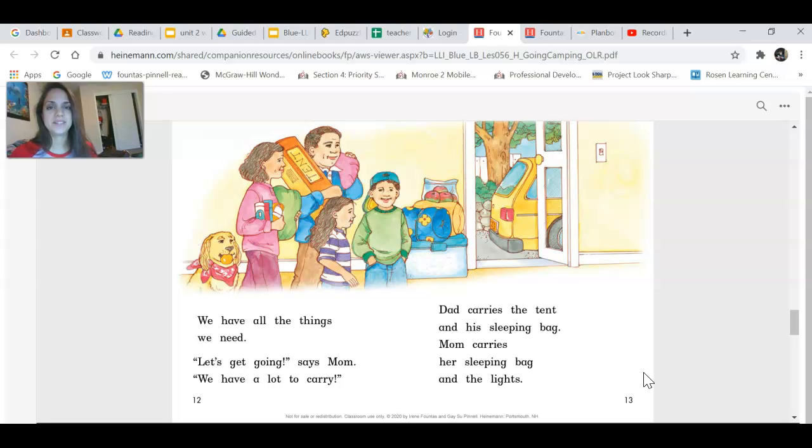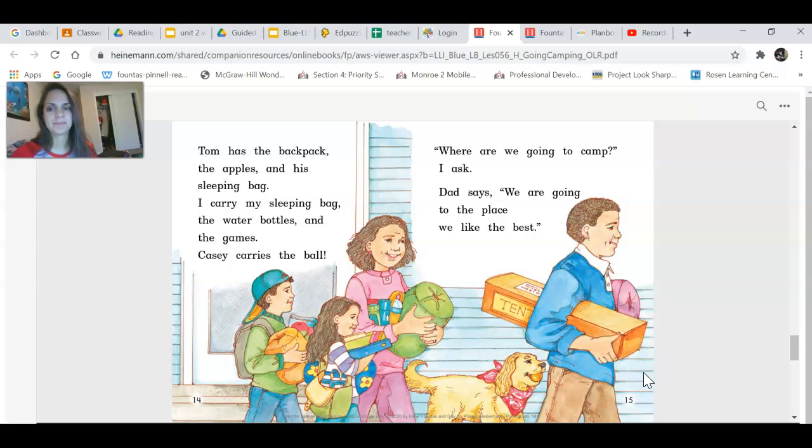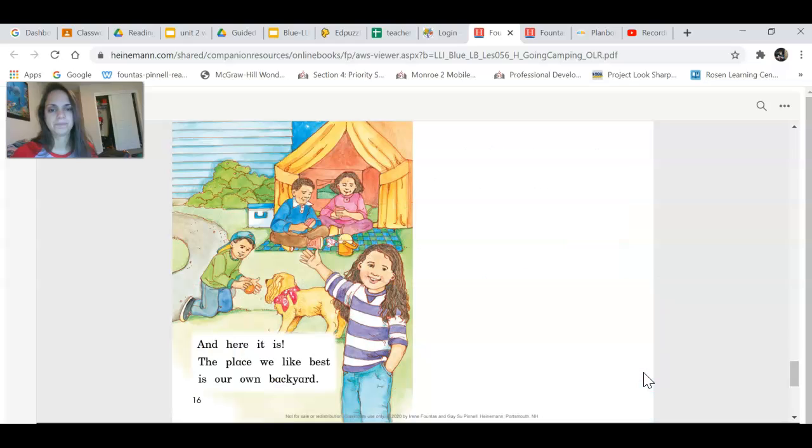All right, let's think about how this story ends. Isn't that a funny ending? How does the story end? Yeah, they're just camping in their backyard. They got all those things together to stay in their backyard to camp. The mom, the dad, Linda, and Tom.